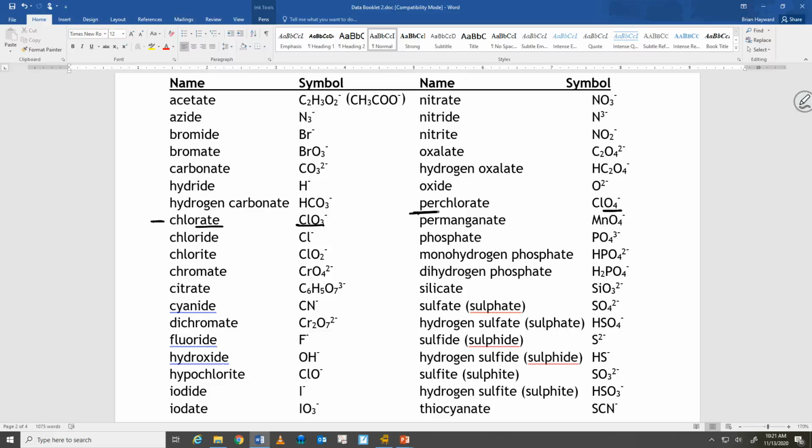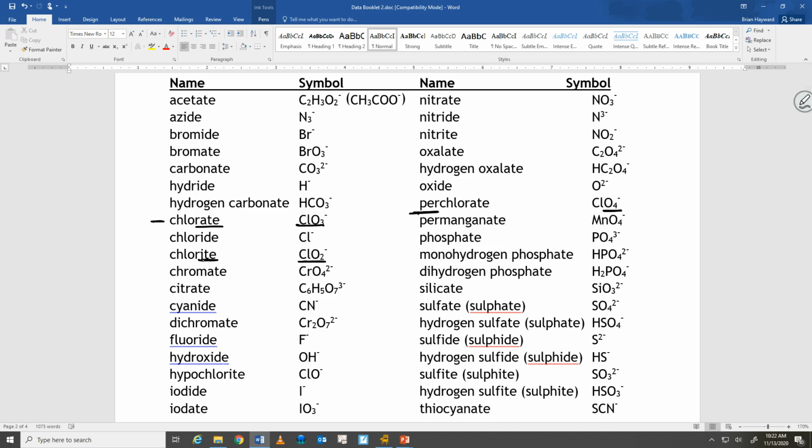Now, if we go back to ClO3, that's chlorate. Now we're going to go to ClO2. So we're going to look for ClO2, and here it is right here. So again, notice the charge is the same. It just has one less oxygen than chlorate. So chlorate goes from chlorate, ClO3, to chlorite. So we just changed the ending to an ITE ending.